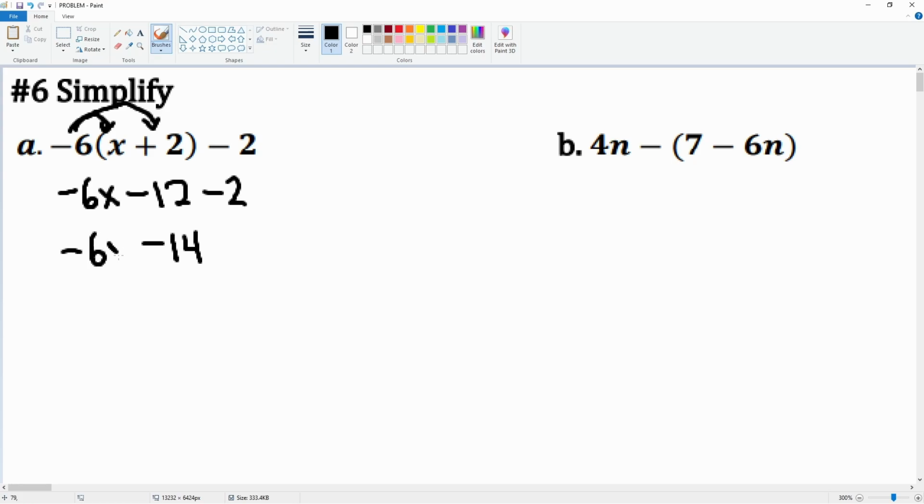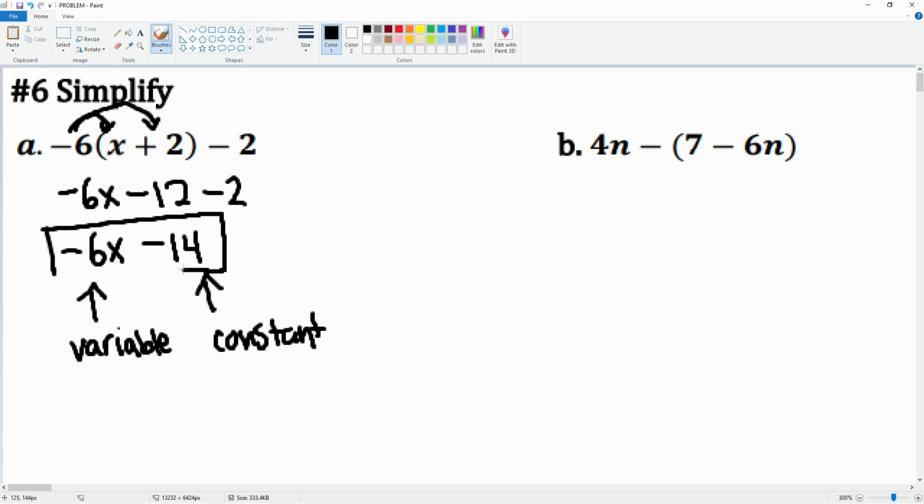Bring down that 6x. This is considered to be called your variable term. This is considered to be your constant. They do not combine. This is the final answer. This is simplified, okay, because there are no more like terms.